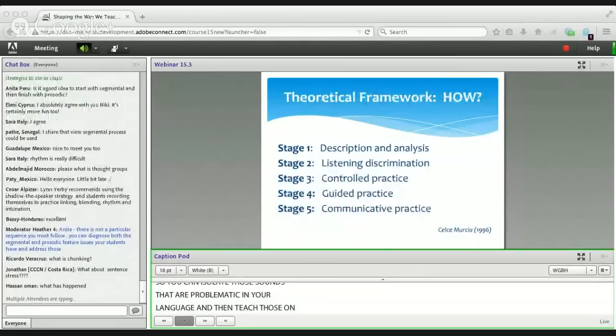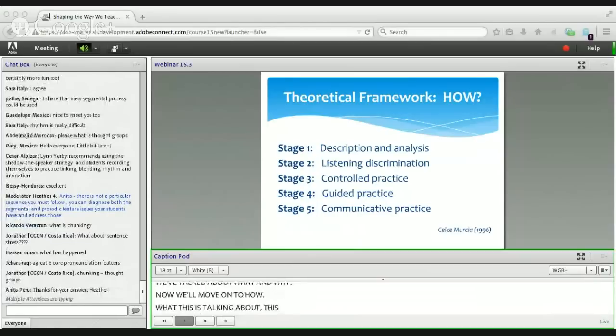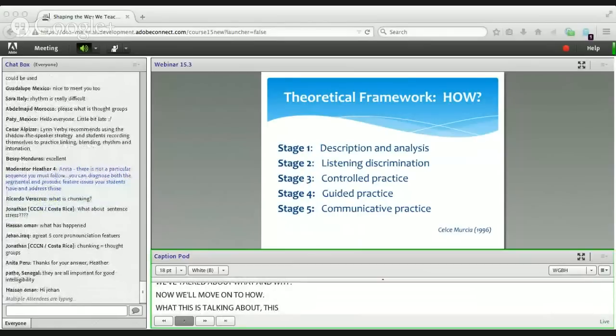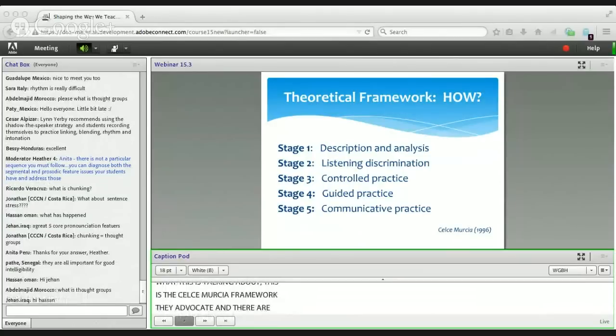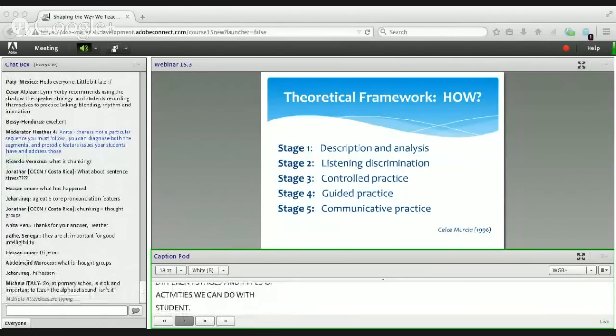We've talked about what, we've talked about why. Now we're going to move on to how. And what this is talking about is the Sells-Murcia framework that they suggested and advocate, and that there are different stages and different types of activities we can do with students. So first, we want them to describe and analyze what's happening, and I will give you some examples of how you might do this.